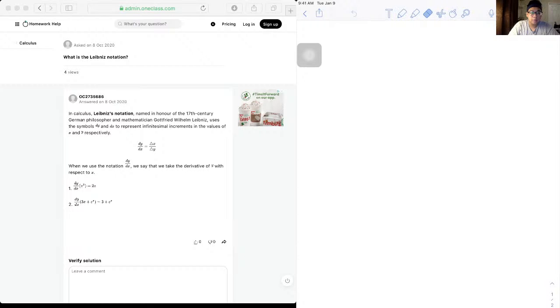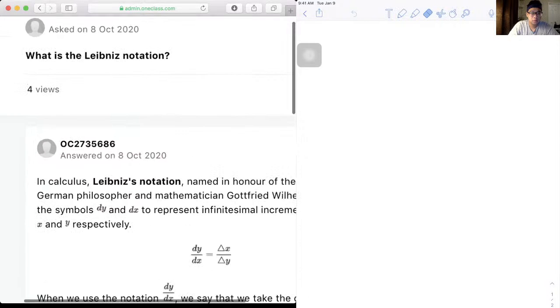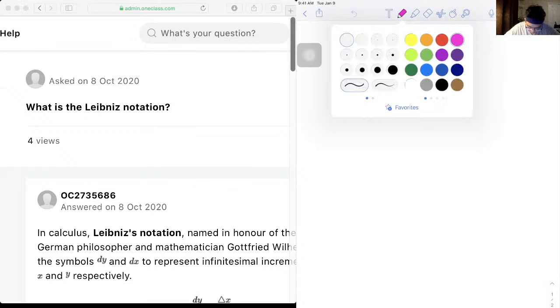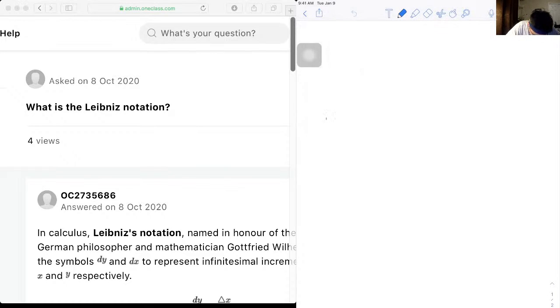Okay, let me just zoom in a bit. Okay, so the first question is asking us what is the Leibniz notation? Let's write that down here. So what is Leibniz notation?